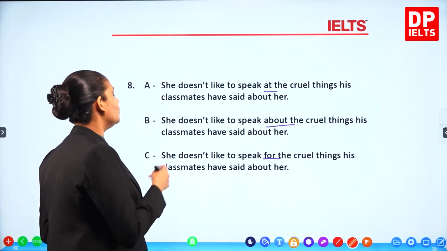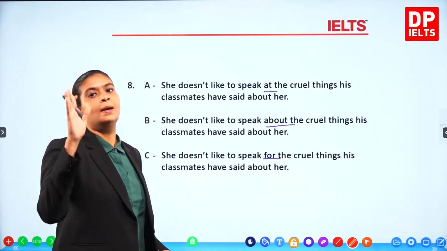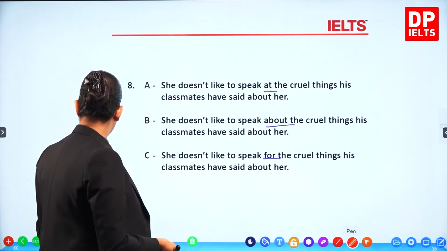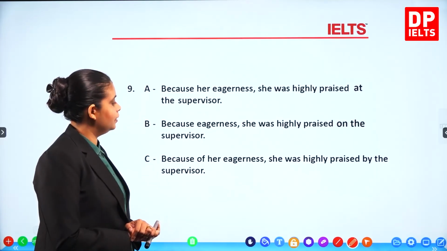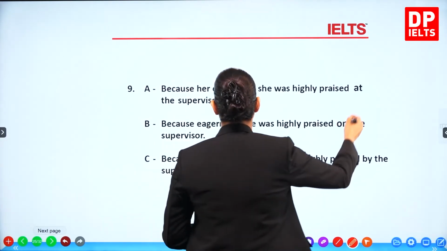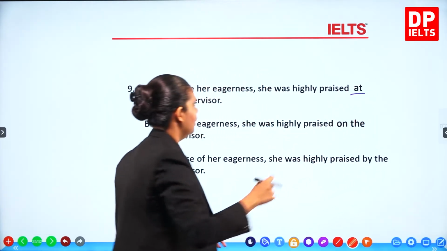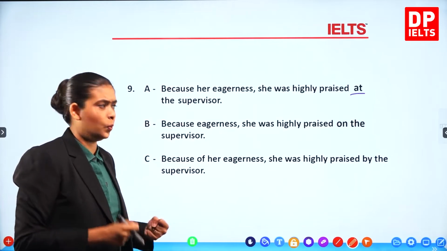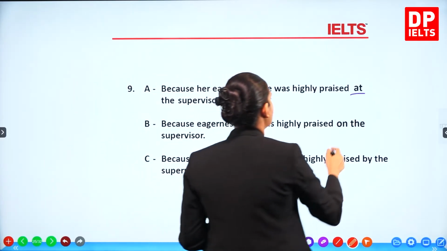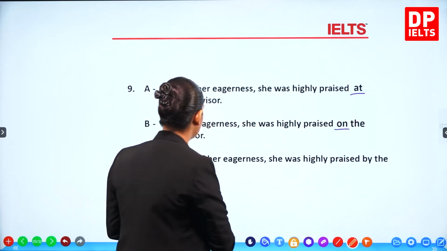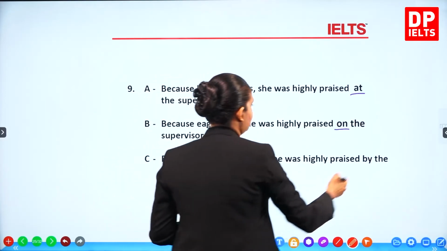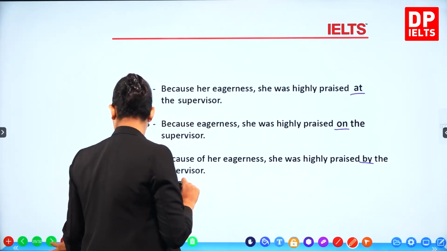Now think about the answers. If you need more time, please pause the video. Don't just jot down the answers along with me. Right, moving to question number 9. Because of her eagerness, she was highly praised at the supervisor. Okay. To be eager is to do something quickly, right? Because eagerness, she was highly praised on the supervisor. Because of her eagerness, she was highly praised by the supervisor.